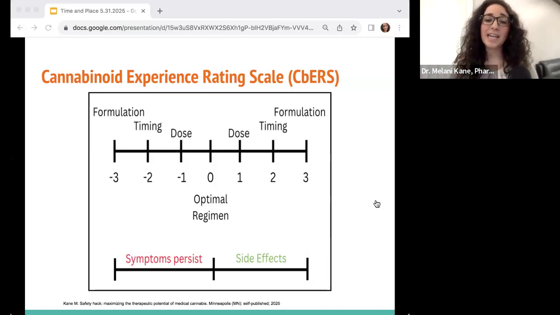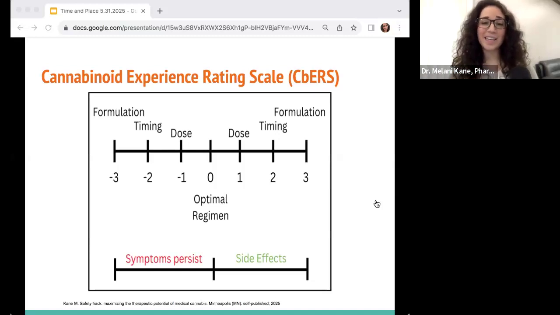But on the left-hand side, on the negative side of the number scale, that's where we're continuing to have symptoms. Is it because the dose is too low? Is it because we are timing this twice a day and there's breakthrough symptoms and it should be 3 times a day? Or is the formulation ineffective? Does the patient just not want to use the pills, or can their body not absorb the highly lipophilic molecules? So left side is symptoms are persisting, and that's a negative.